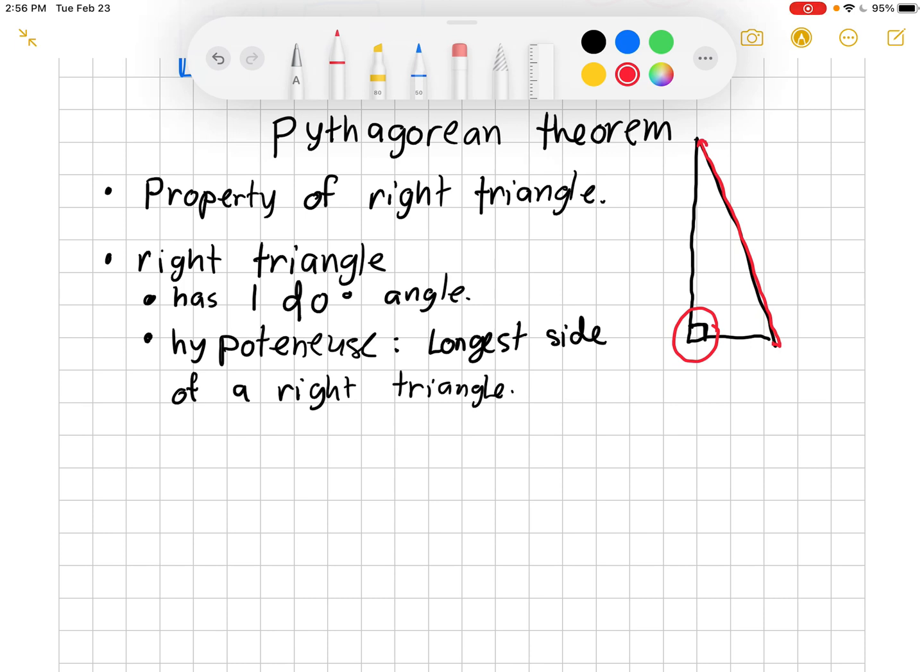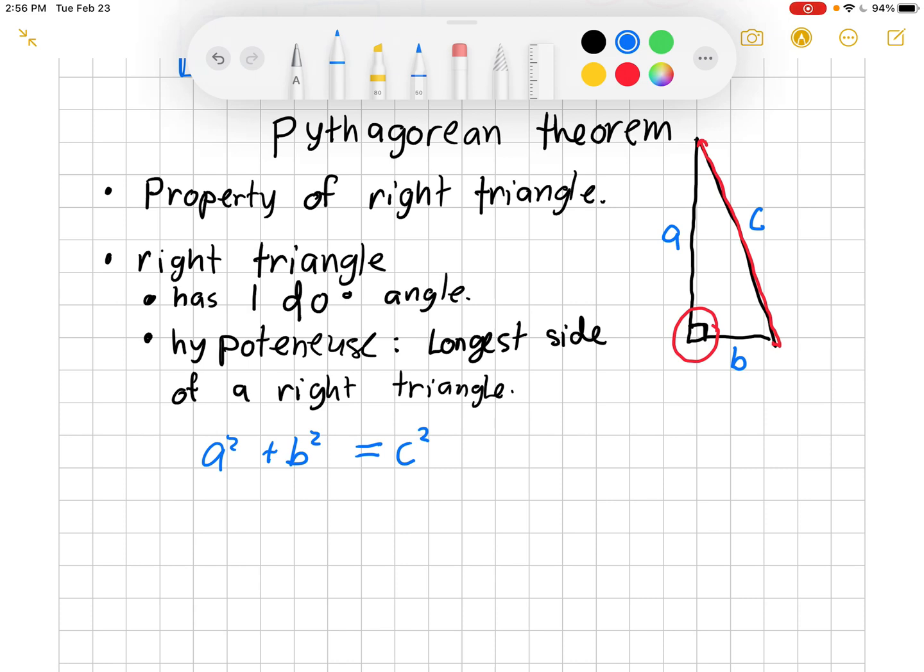Now, from here, we have to name the sides of our triangle. The man that discovered this, Pythagoras, used the letters A, B, and C to represent the sides of a triangle, with C always being the hypotenuse. Pythagoras successfully proved that A squared plus B squared is equal to C squared.